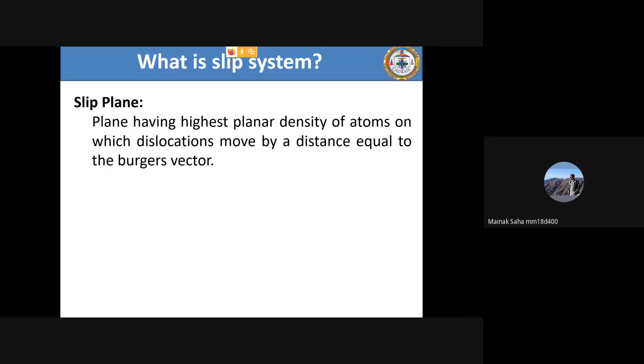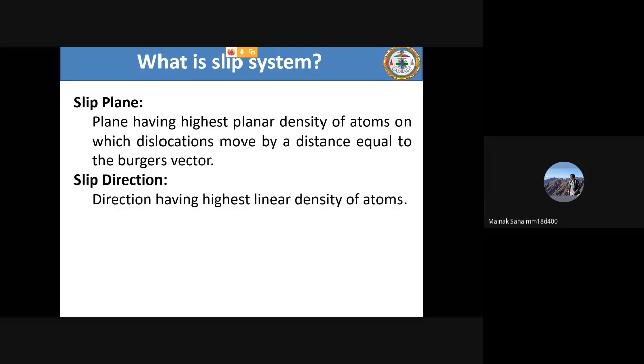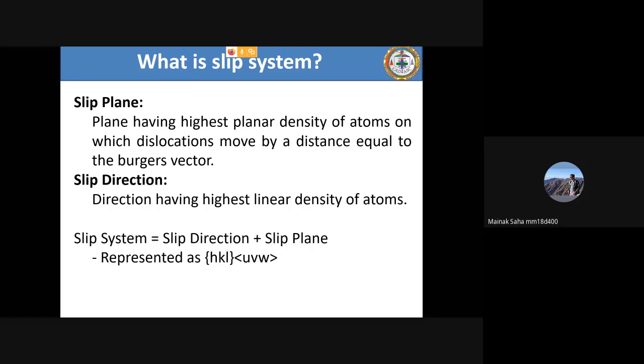Now, once we have the slip plane, we also need to know about the slip direction, because this is another component that is required to describe the slip system. This is the direction in the slip plane, the most close-packed plane, which has the highest linear density of atoms. I think you have been taught this in your class. If you have the slip plane and slip direction, the slip system is basically the combination of the two. It is represented as {HKL}<UVW>. If the Miller indices of the slip plane are HKL and of the slip direction are UVW, the plane is represented in curly brackets and the direction in angle brackets.